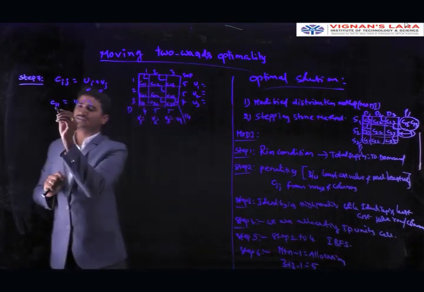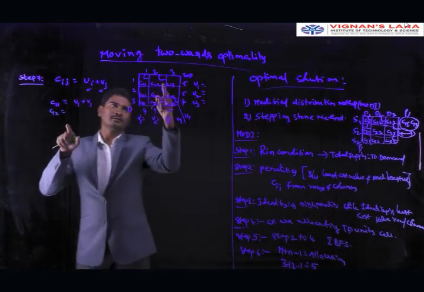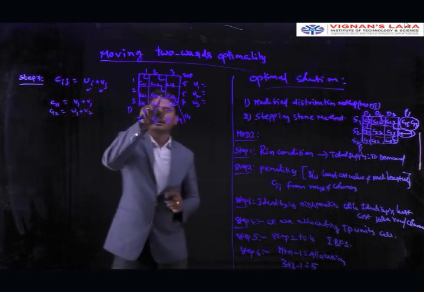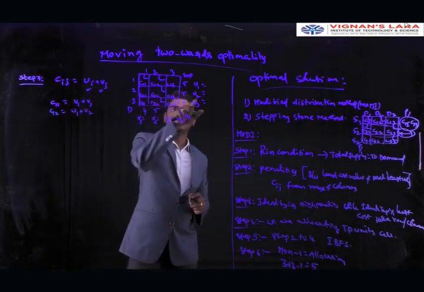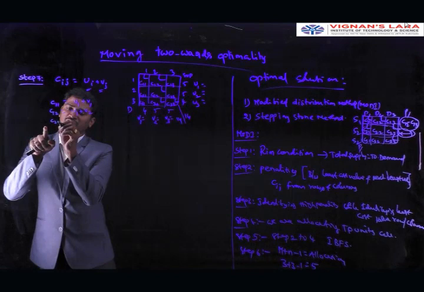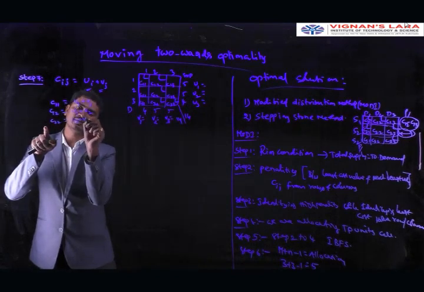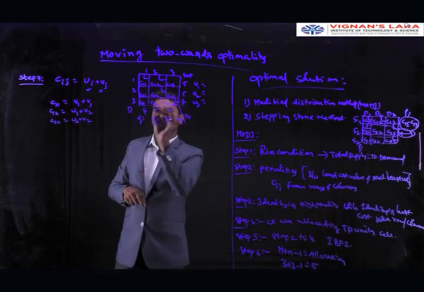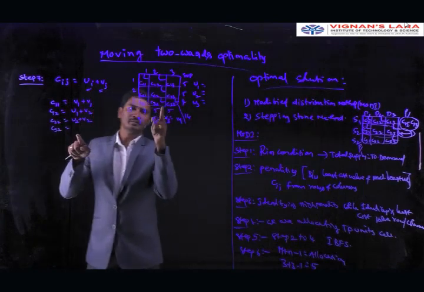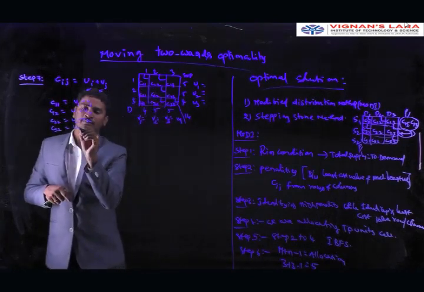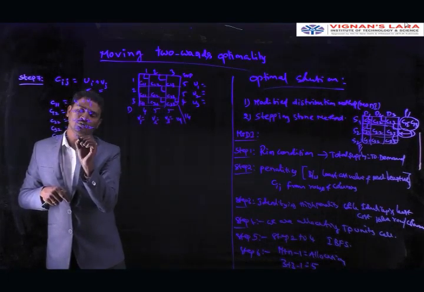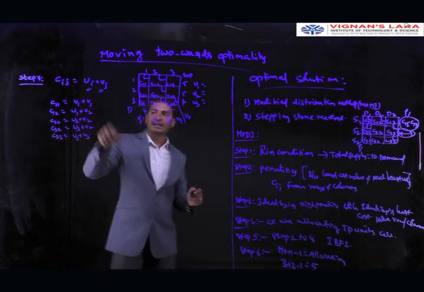Next, the second allocation, C12, is equal to U1 plus V2. Next, in the second row we have U2 and V2, so C22 is equal to U2 plus V2. Next, in the third row we have 2 allocations. First, C32 is equal to U3 plus V2. Next, C33 is equal to U3 plus V3. We have to calculate these values.